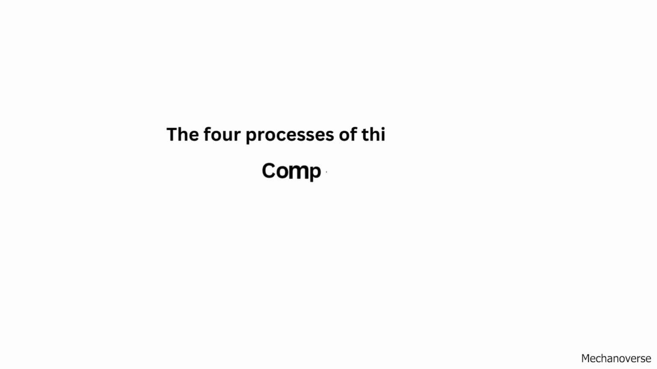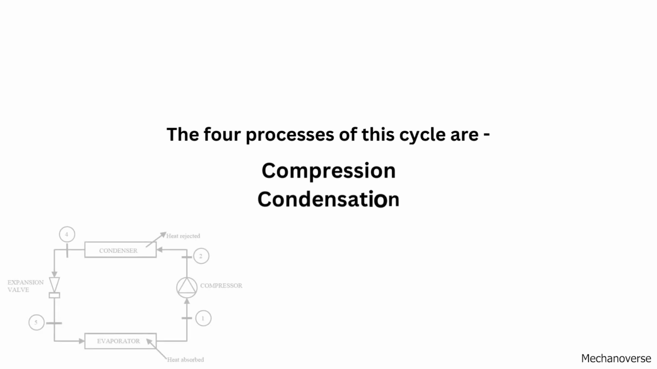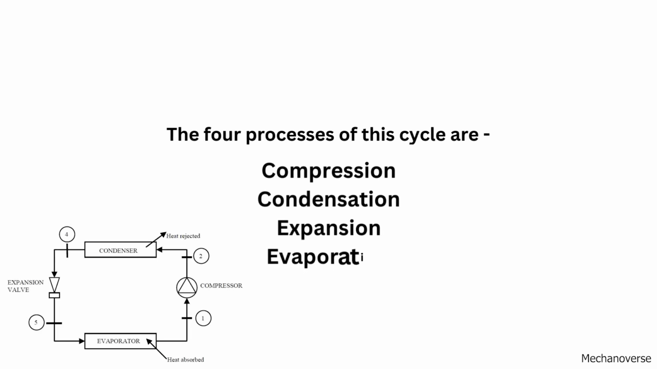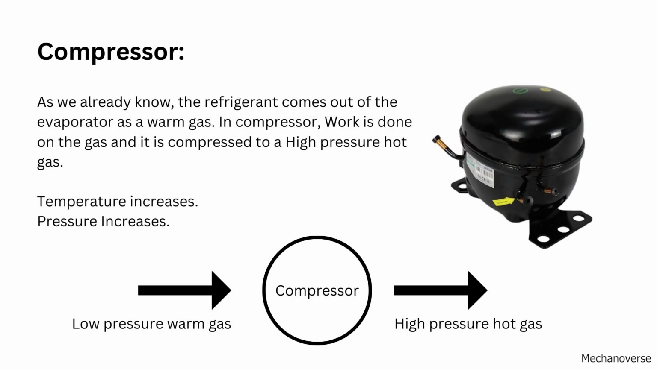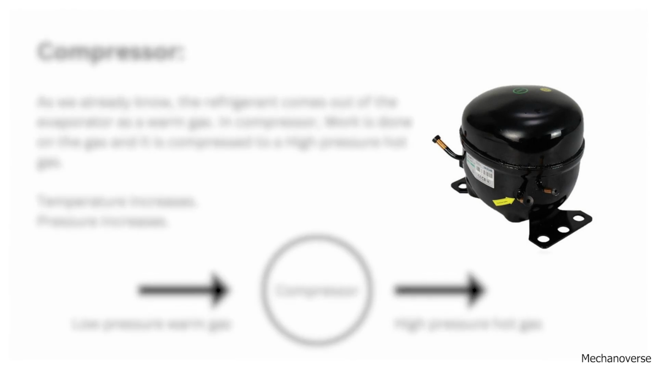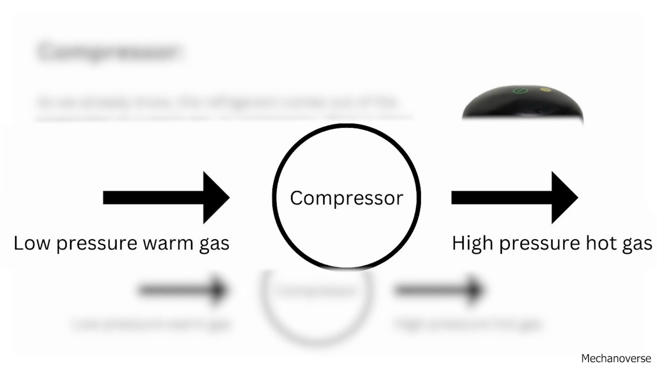The four processes of this cycle are compression, condensation, expansion, and of course the process we have just discussed, evaporation. Now let us discuss this cycle. This is how the compressor looks. As we already know, the refrigerant comes out of the evaporator as a warm gas. In the compressor, work is done on the gas and it is compressed to a high-pressure hot gas.